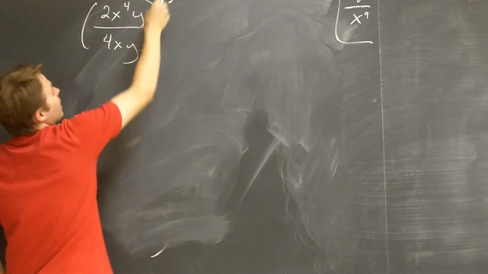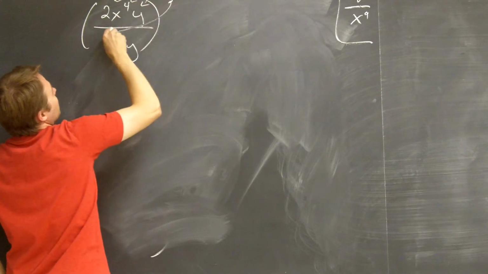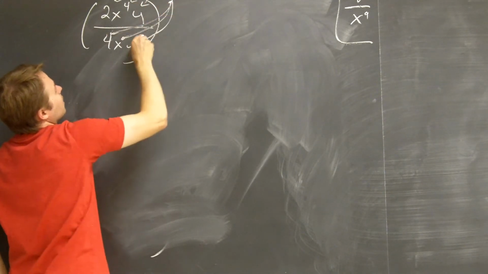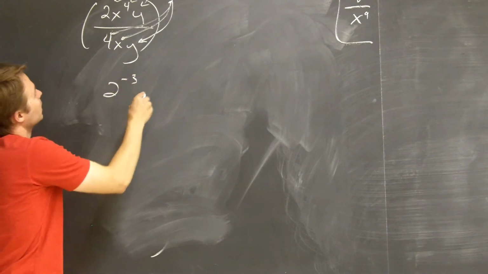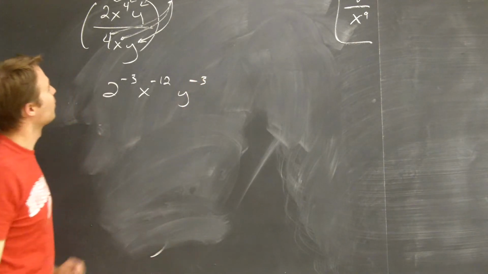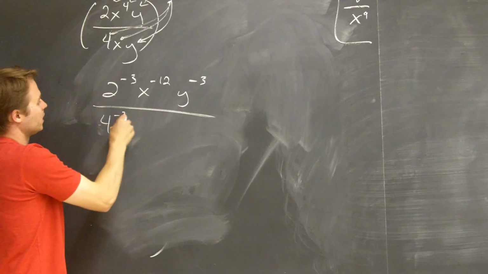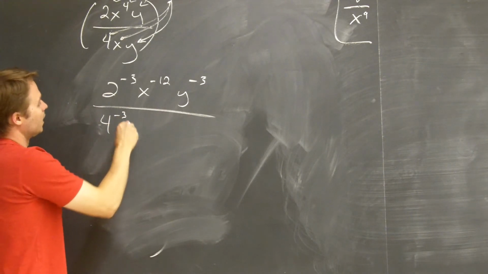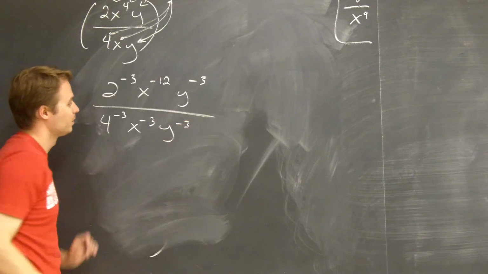So let's say I want to distribute out the negative 3 first. Well, I have to distribute it 6 times, to all 6 of these terms. So I end up getting 2 to the negative 3 times x to the negative 12 times y to the negative 3, multiplying exponents. All that over 4 to the negative 3, x to the negative 3, y to the negative 3.